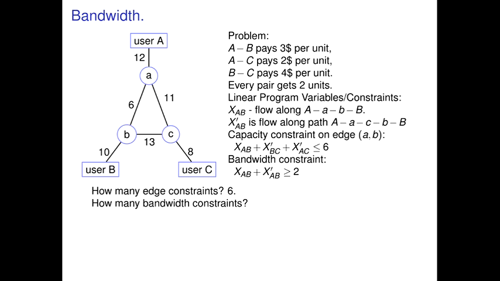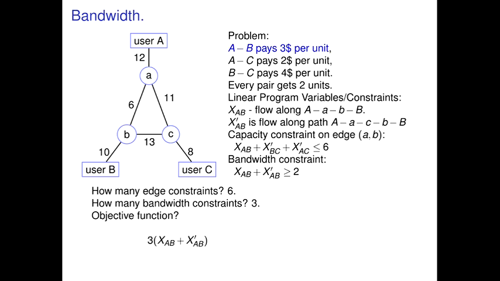How many bandwidth constraints are there? Well, every pair needs to get 2. These are these kinds of constraints. Every pair needs to get 2. How many pairs are there? It's 3 pairs, so there's 3. So that's the total. So what's the objective function now?